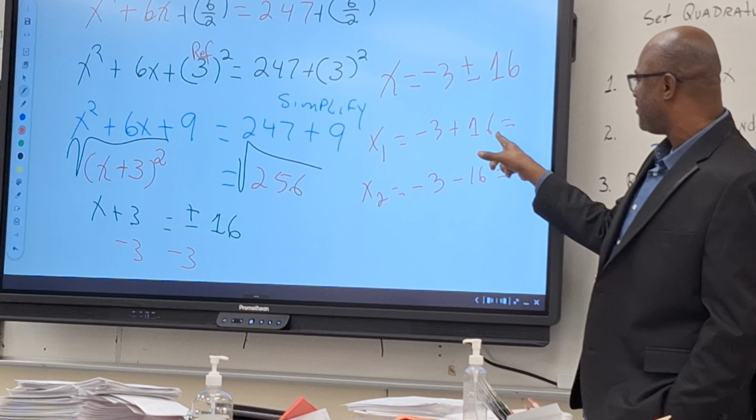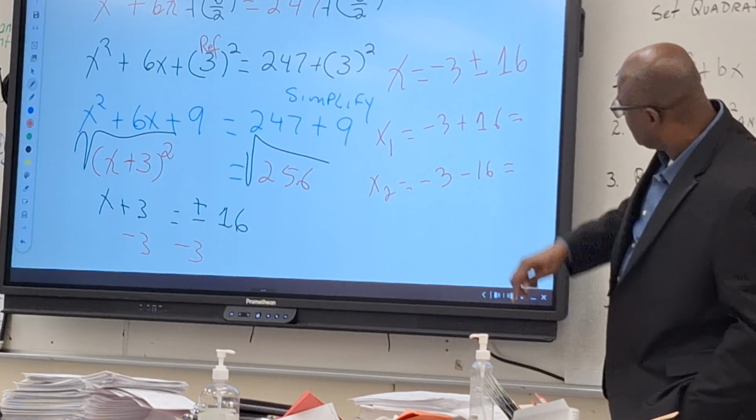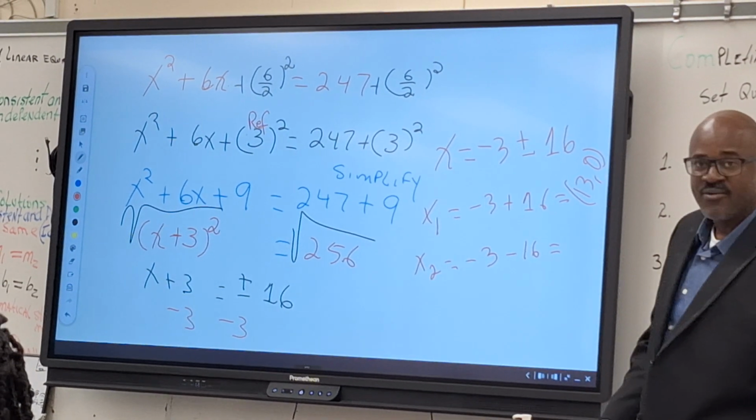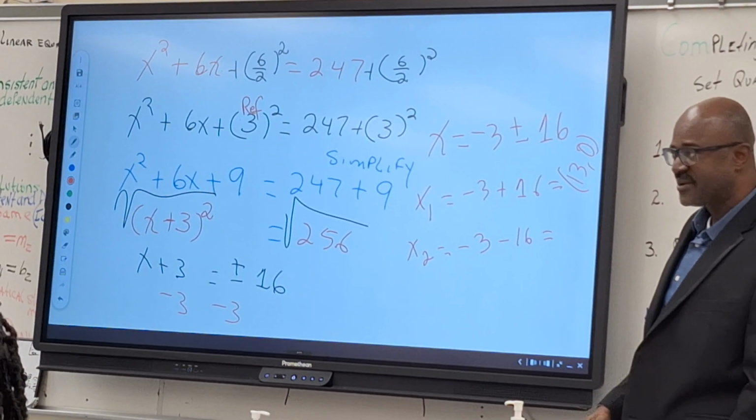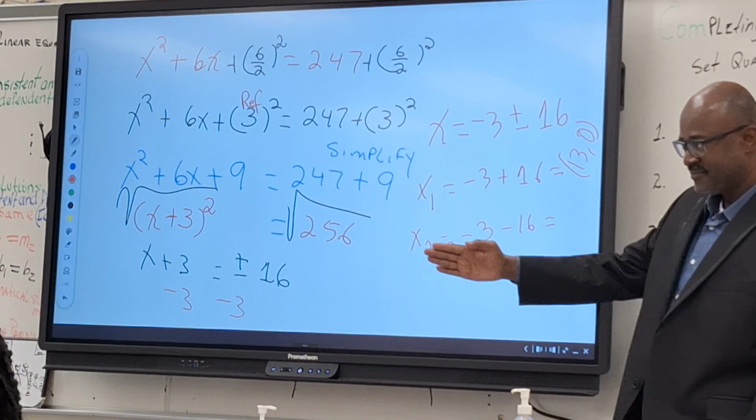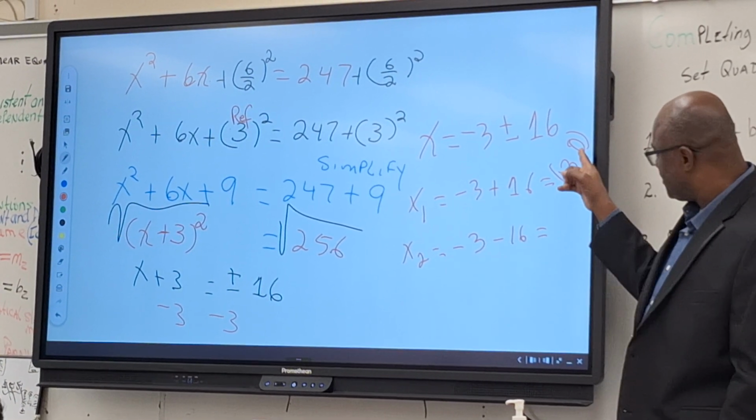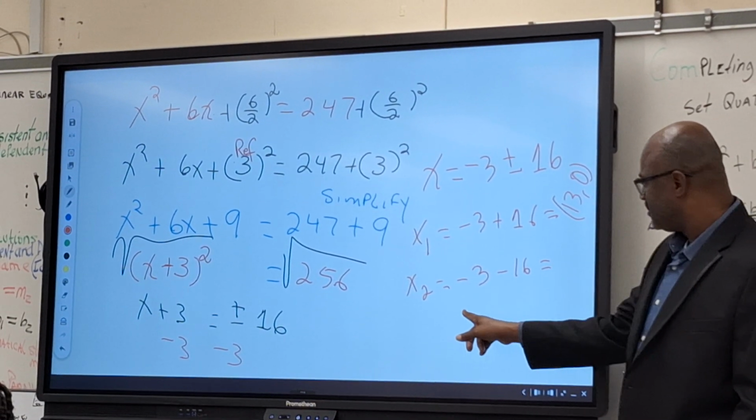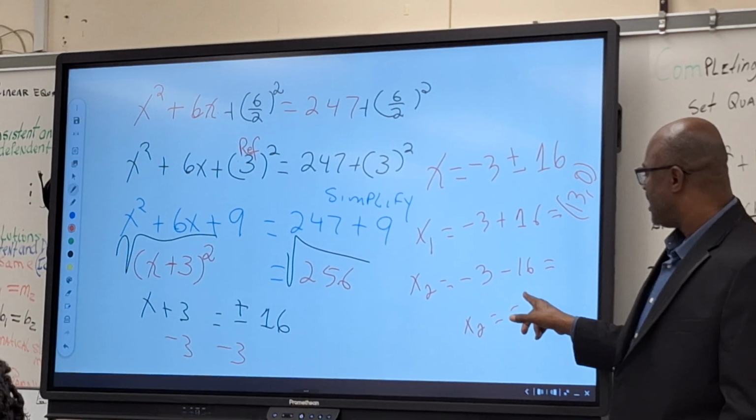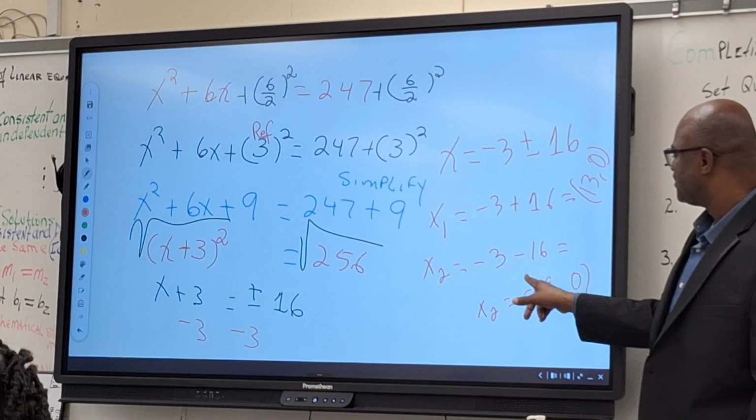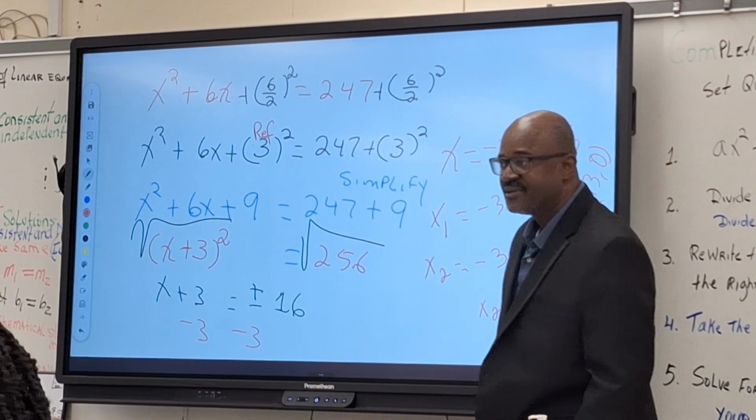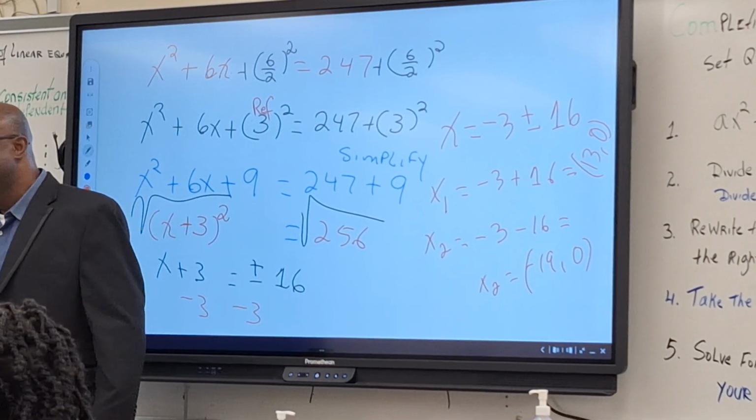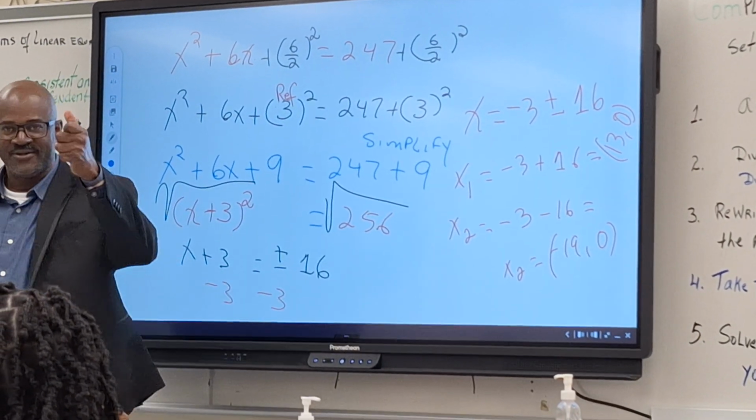What is negative 3 plus 16? This one will be 13, 0. It's on the x-axis. Why is y always 0 when you find the x intercept, right? When it intercepts with the line, there's no y value. It's on the x-axis, so y is automatically 0. And the other one will be negative 19 comma 0. That's the completing the square method. That's what you will do. Those are the simple ones. And you're done if you follow those steps. Those are guidelines. Correct.